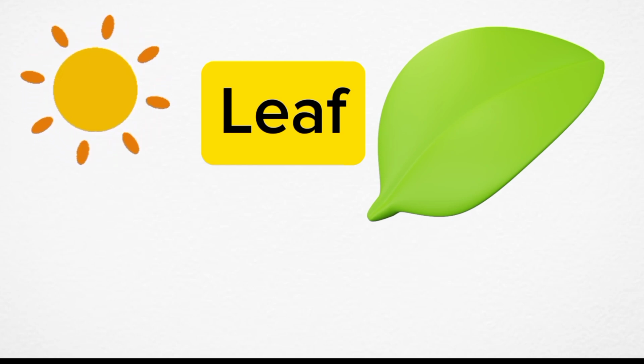The leaves are the primary food-making part of the plant. They change sunlight into energy through photosynthesis.